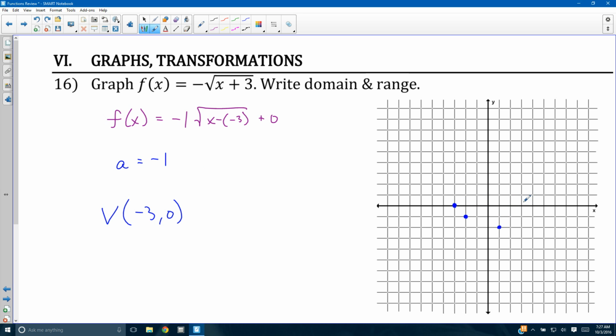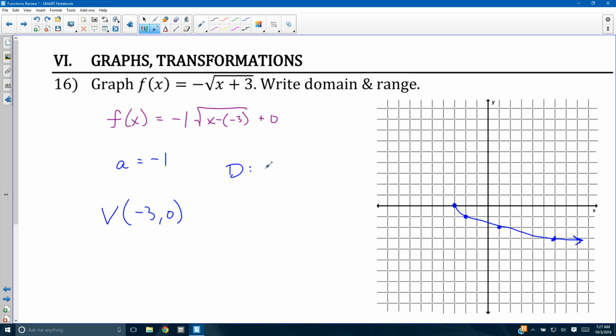5, no. Square root of 6, no. Square root of 7, no. 8, no. 9, okay. The square root of 9 is 3, times negative 1. Instead of going up 3, I'll be going down 3, and so on and so forth. Multiply your stretch factor after you apply the behavior of your function, and you're good to go there.